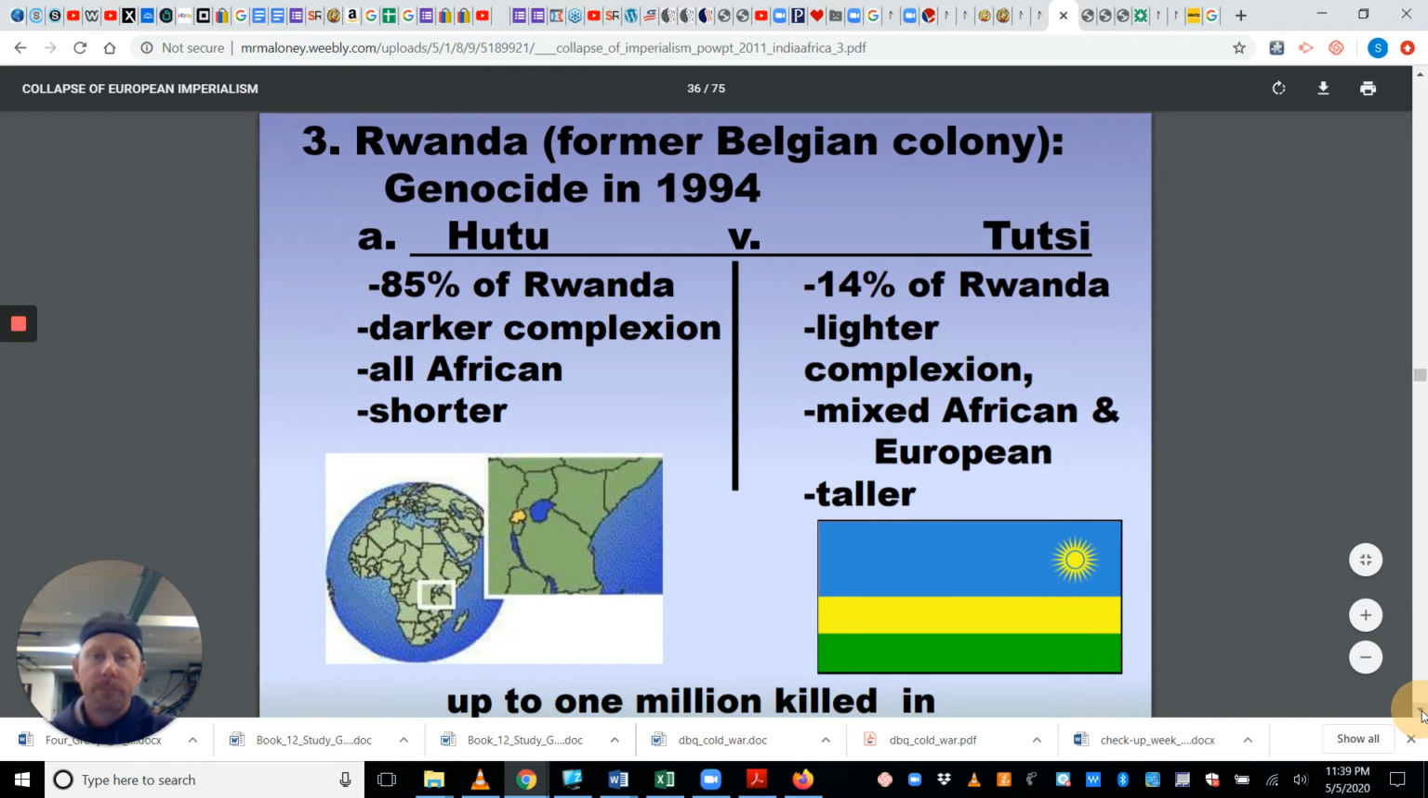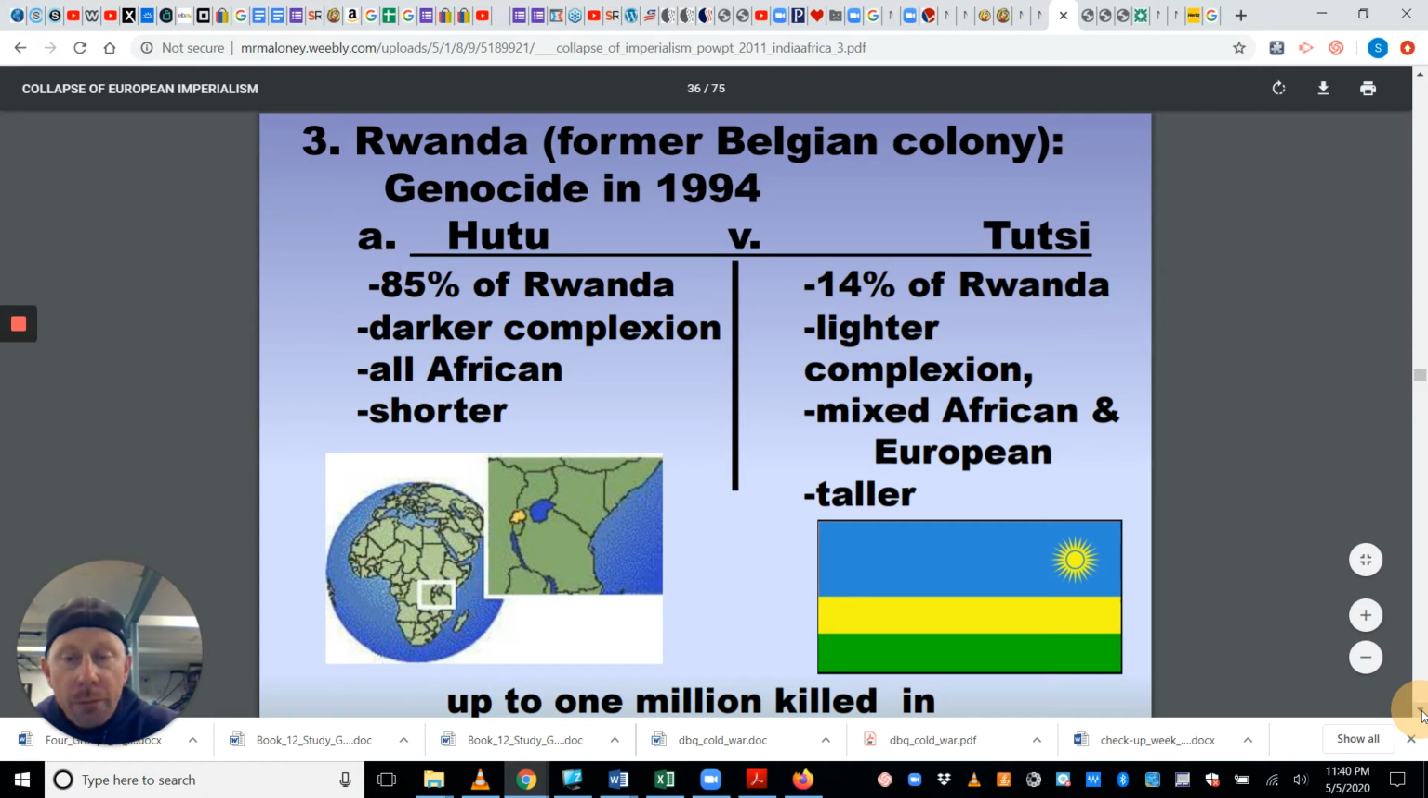Rwanda, this is a big one here. It's a former Belgian colony. They had a genocide there in 1994, and it was just a shocking atrocity in human history. The Hutus versus the Tutsis. 85% of Rwanda are Hutu. They have a darker complexion. They are all African, and they are typically shorter. Those are the traits of the Hutus.